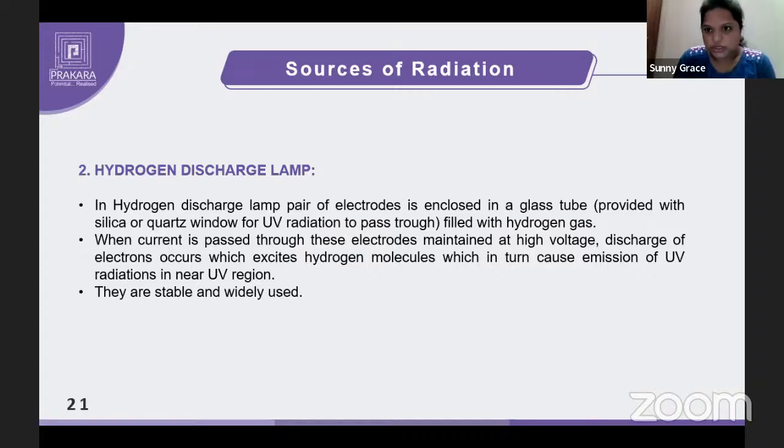Then coming to the hydrogen discharge lamp. In the hydrogen discharge lamp, we have a pair of electrodes in a glass tube, which is filled with hydrogen gas. It also has one small window, like a silica or quartz window, for letting the UV radiation pass. Whenever a current is passed at a high voltage, an electron discharge occurs, which excites the hydrogen molecules, and they in turn emit UV radiation near the UV region. Generally, hydrogen discharge lamps or deuterium lamps are what we use as UV sources.